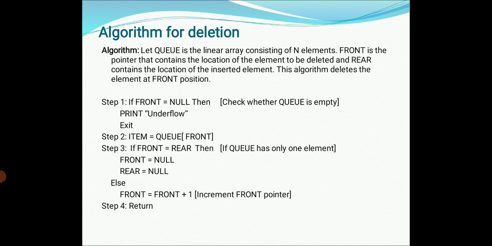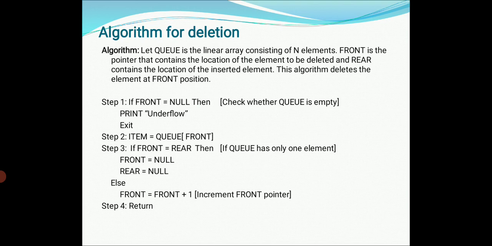Then the next slide is the algorithm for deletion. Deletion is the process of deleting an element from the front position. The algorithm: let the queue be a linear array consisting of n elements. Here also front is a pointer that contains the location of the element to be deleted, and rear is also a pointer that contains the location of the element to be inserted. This algorithm deletes the element at the front position. Here also some conditions are to be checked.